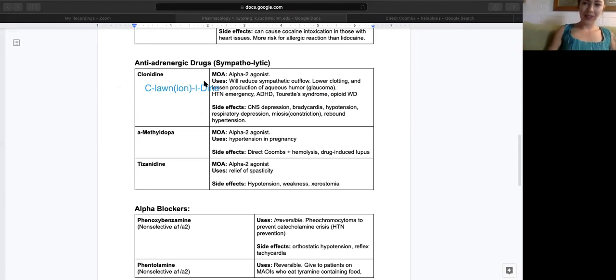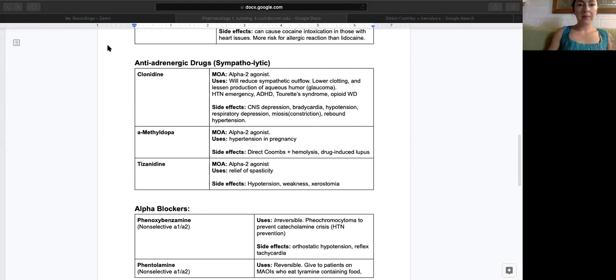And Clonidine, C-Lon, I die. I'm like, oh, that grass looks really nice. Let me lay down and take a break. Let me reduce my sympathetic outflow, all that stuff. Just relax. And when you think about an alpha-2 agonist reducing the amount of norepinephrine that's being released, you're probably going to chill out. So Clonidine, C-Lon, Idine, have a little picnic, relax. Great.